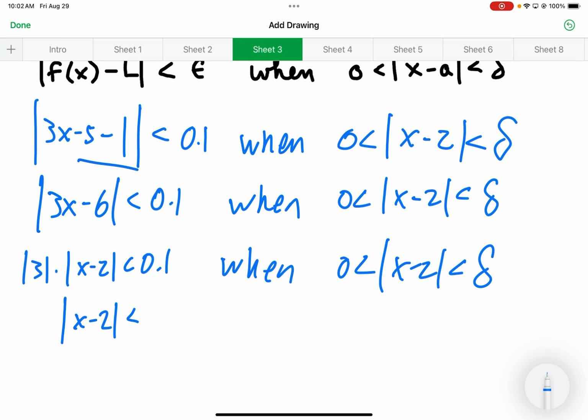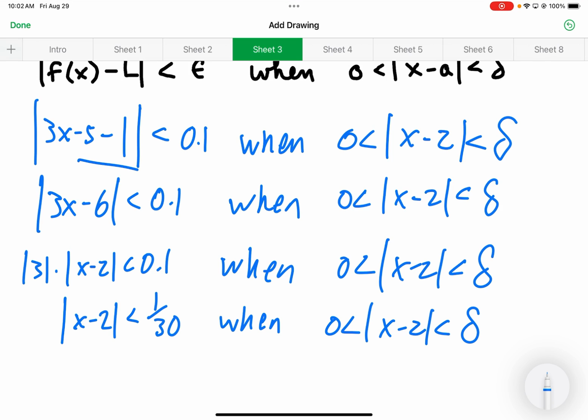I think it's easier to think about it like fractions. Is it 1/30? It's 1/30th, yeah. It'd be 0.03. But I like to think about 0.1 as like 1/10. And then if you're dividing by 3, it's like you're multiplying by a third. So then 1/10 times a third is a 30th. So I'm going to write it as 1/30, when 0 is less than absolute value of x minus 2 is less than delta.